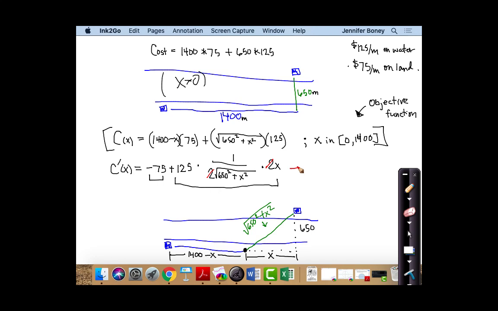I'm going to clean this up a little bit and say that our derivative, c prime of x, I'm just going to put this minus 75 at the end, would equal, let's see, 125x over that square root, and then minus 75.